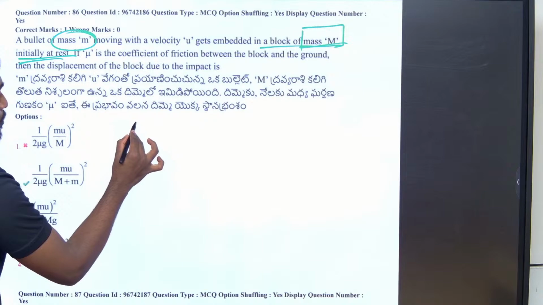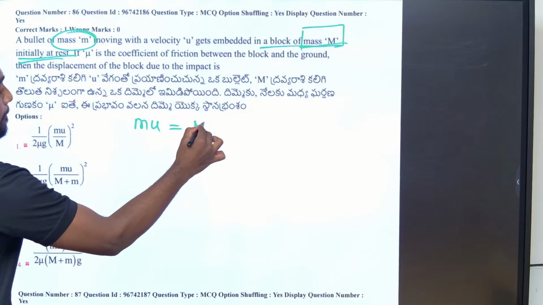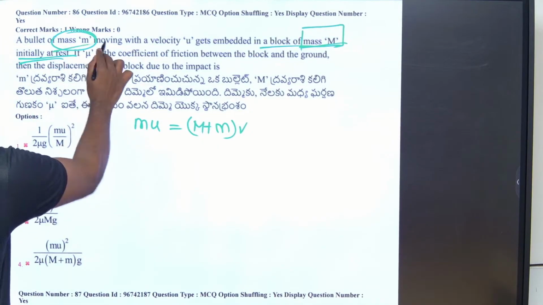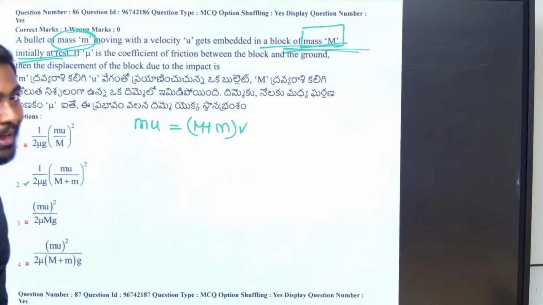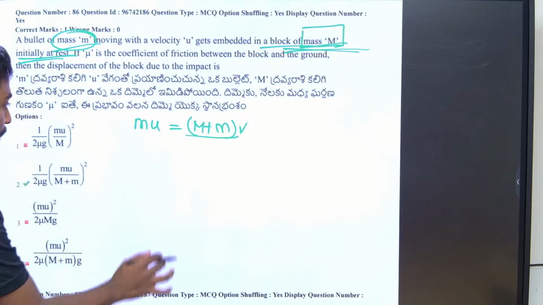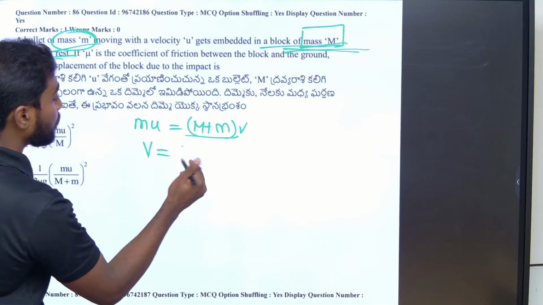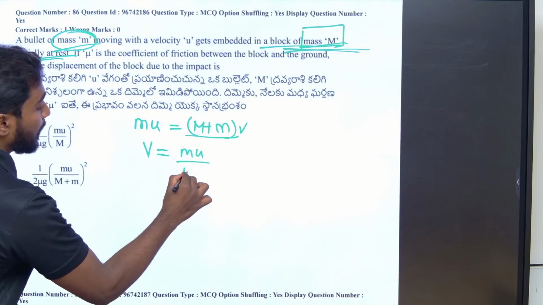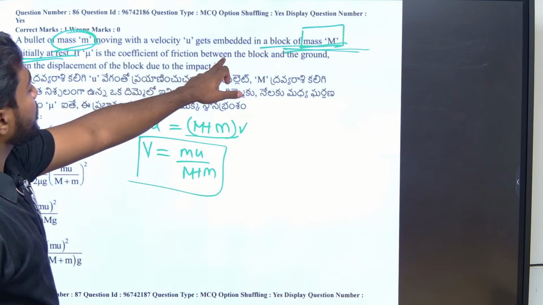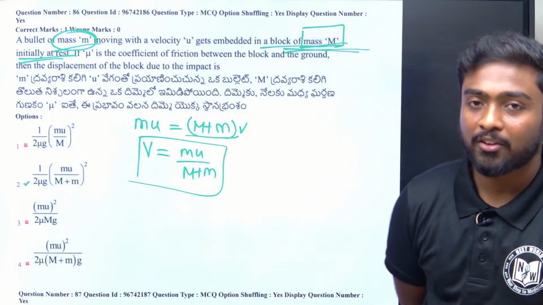I'll write here. So m into u is equal to m plus M into v, the final velocity. Initially the mass was m, after that the block mass was also added, so it is m plus M, and the final velocity is v. We keep v as it is: v equals m into u by m plus M. Now if the coefficient of friction is mu between the block and the ground, I need to find the displacement of the block due to the impact, right?